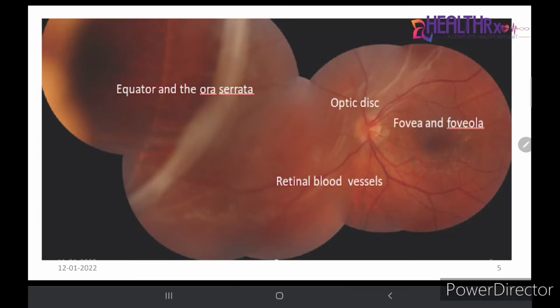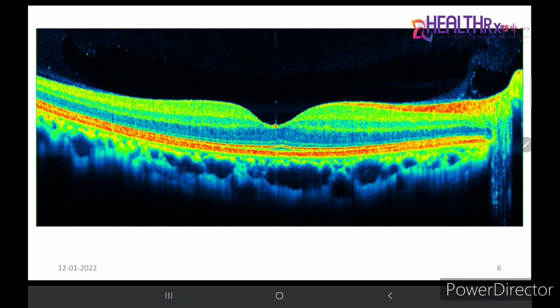Looking into the topography of the retina proper, it is a thin, delicate layer of nervous tissue that has a surface area of about 266 mm square. Now the major landmarks of the retina are the optic disc, the retinal blood vessels, the area centralis with the fovea and the foveola, the peripheral retina, which includes the equator and the ora serrata. The retina is thickest near the optic disc, where it measures 0.56 mm. It becomes thinner towards the periphery, the thickness reducing to 0.18 mm at the equator and to 0.1 mm at the ora serrata.